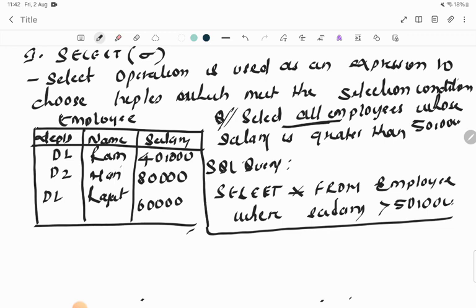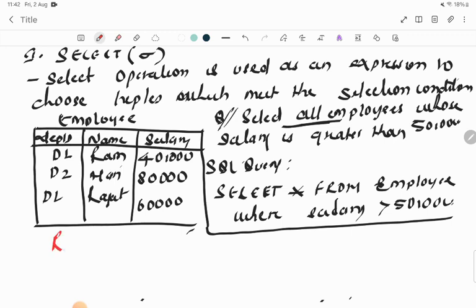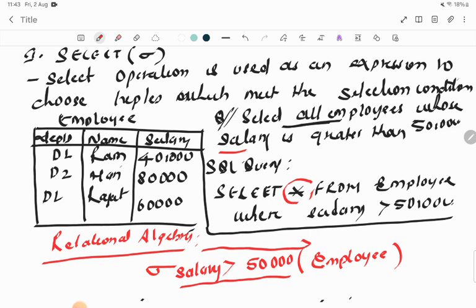Now the question is, write the corresponding relational algebra for this. We have to display all the columns here; it says select all employees. So for this we can use our select command. First we write the symbol select, and then the condition, since we select on the basis of salary. After the symbol we write the condition, salary greater than 50,000, and then inside the small brackets we write the name of the table. It is read as: select all the employees whose salary is greater than 50,000.